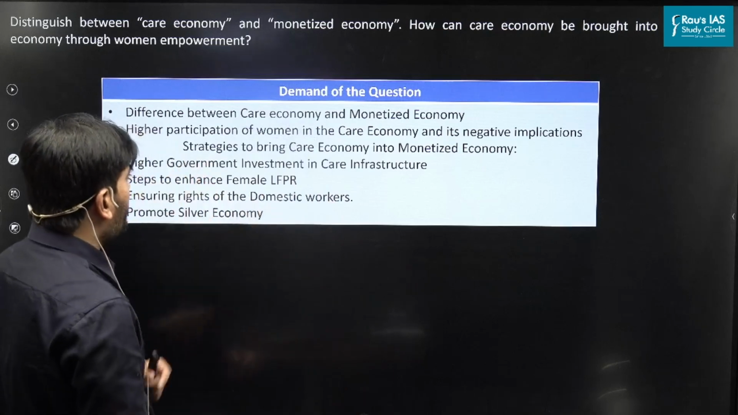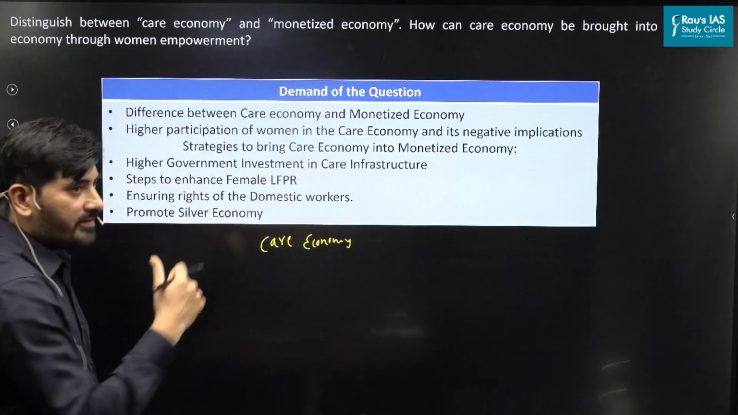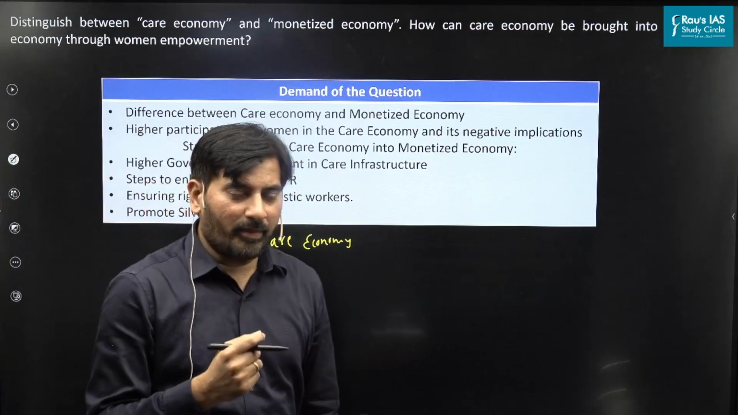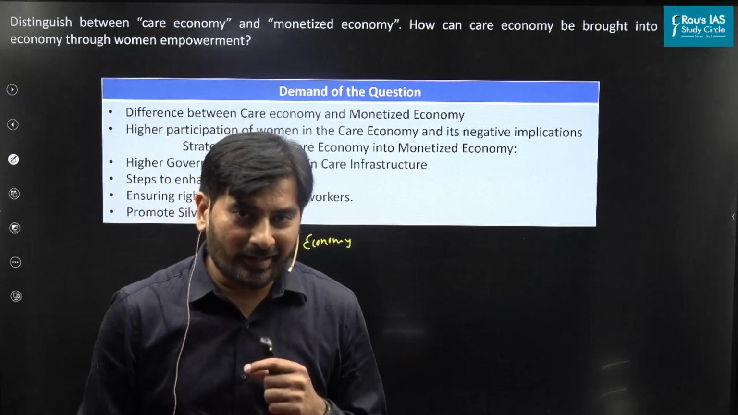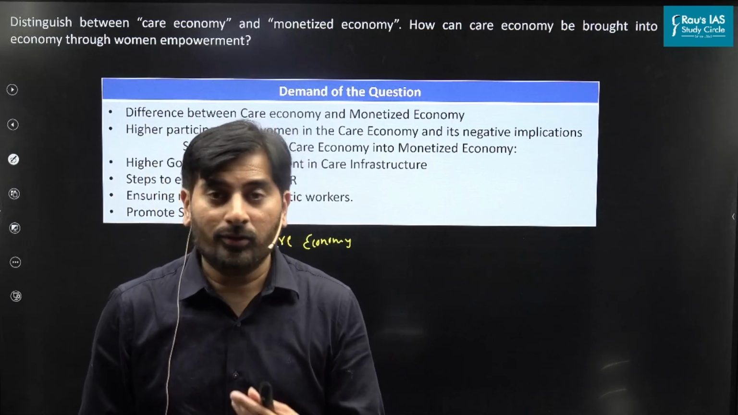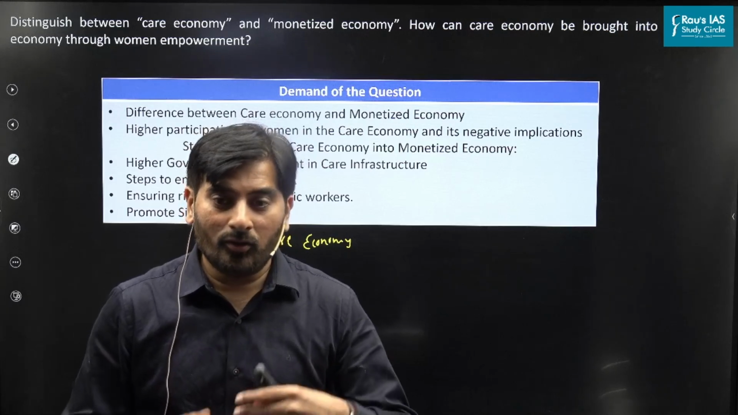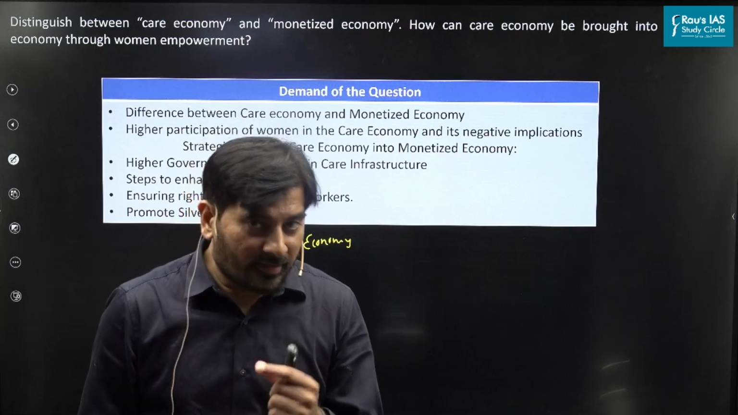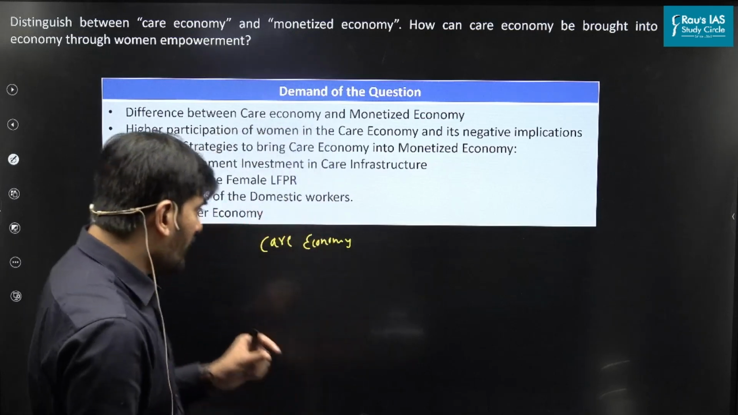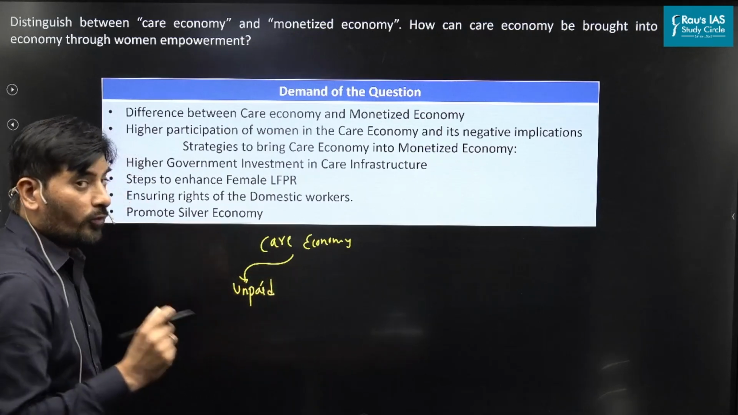Here, if you look at the first part of the question, you are required to distinguish between care economy and monetized economy. What is care economy? Care economy is basically that segment of our economy wherein you have certain stakeholders who are involved in taking care of others. Taking care of others means who? They are taking care of children, they are taking care of senior citizens, and they are looking after the household work. This sector is mostly informal sector. When we say care economy, it basically includes the unpaid household work.